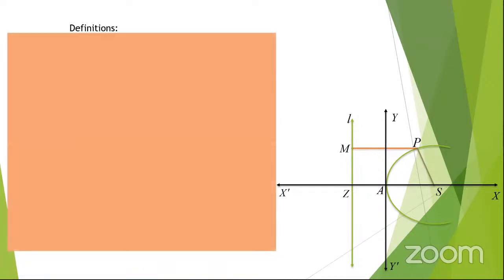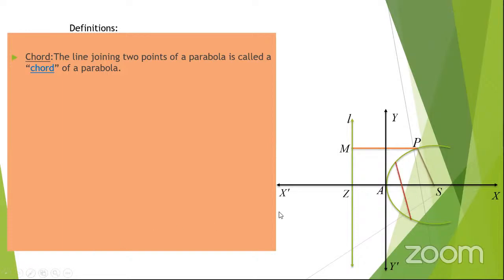Okay. Now, what is a chord? It's the same as a chord of a circle, children. The line joining 2 points of a parabola is called a chord of a parabola. So, let us take 2 points on the parabola, E and F. Then what is EF, children? EF is a chord of a parabola. It is simply the join of 2 points.